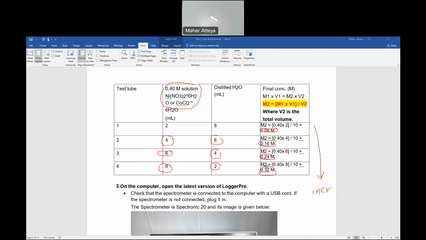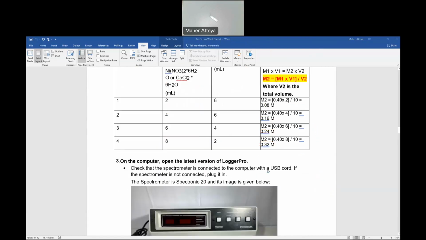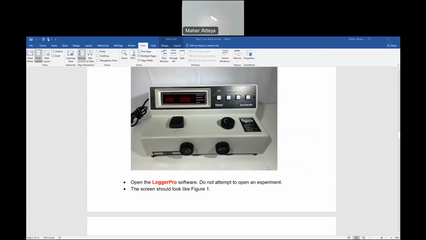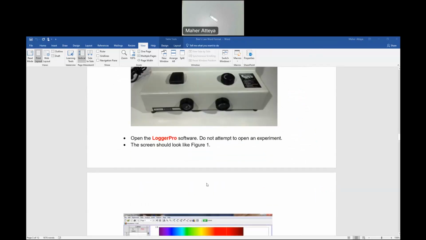So now, time to use what? Your Spec 20. I have for you the old one. I apologize. I thought they used the old one, but now they use a very fancy one. The new one, I will add for you in a couple of minutes after I am done. I have the picture of it. So here it is, guys. This is the old one, but yours is the new one.